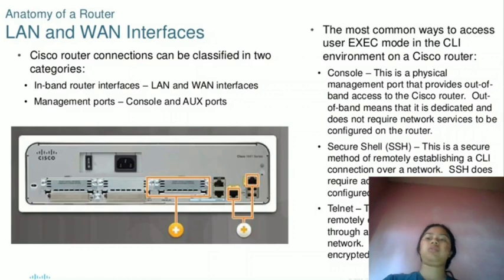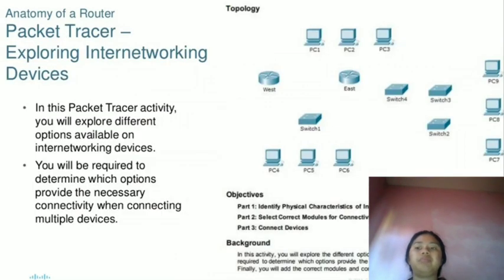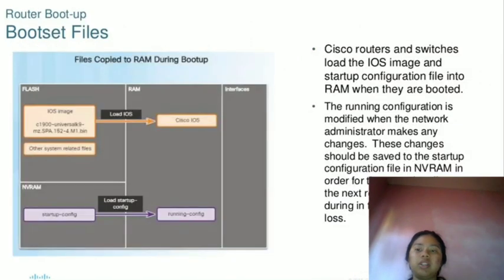LAN and WAN interfaces. Cisco router connections can be classified into categories: in-band router interfaces and management ports. Packet Tracer: exploring internetworking devices. In this Packet Tracer activity, you will explore different options available on internetworking devices. You will be required to determine which options provide the necessary connectivity when connecting multiple devices.